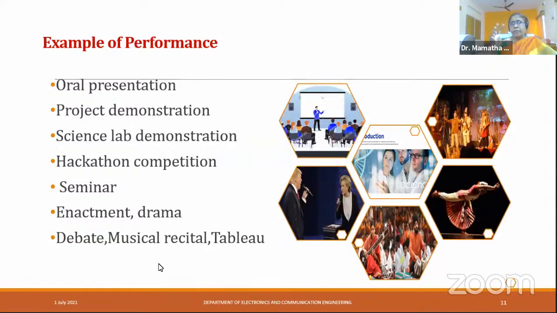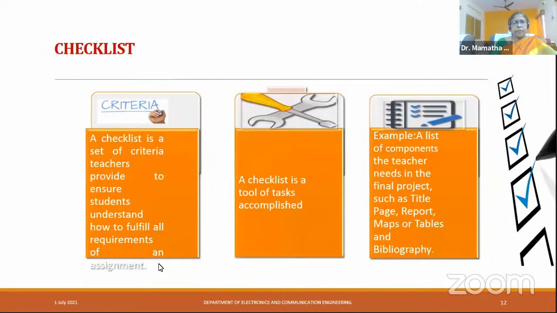So there is a kind of association of multiple domains when they actually do some task. So even in the laboratory, when they are doing tasks, multiple abilities are required for them to demonstrate. What is this checklist? We need to have a checklist.